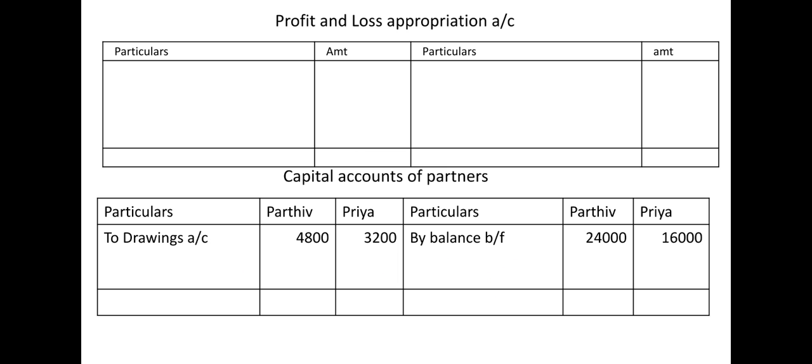4,800 and 3,200. Students, here you should notice that Parthiv's drawing is 4,800, but if you refer to the adjustment, one of the adjustments says that he has not withdrawn 4,800 in one installment, but he used to withdraw 400 rupees every month. Every month Parthiv withdraws 400 rupees, students. So 400 into 12 is 4,800. So he has not withdrawn the 4,800 at once. He has withdrawn in installments, 400 every month.